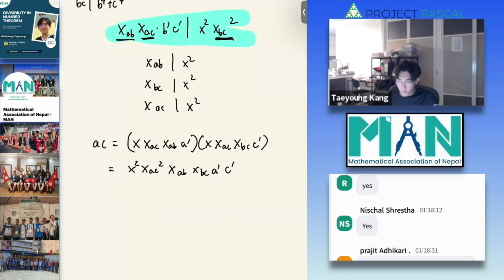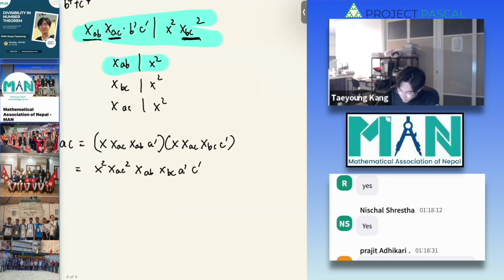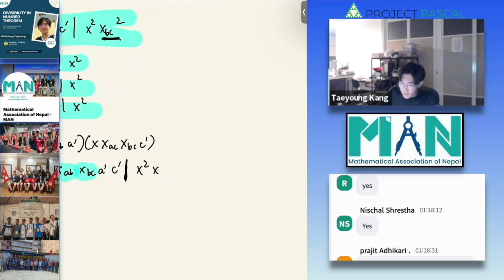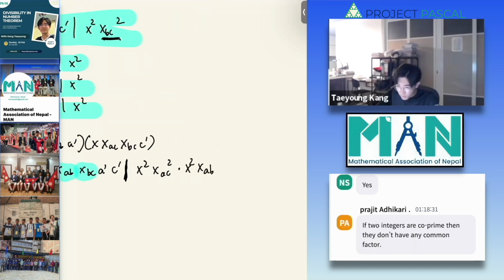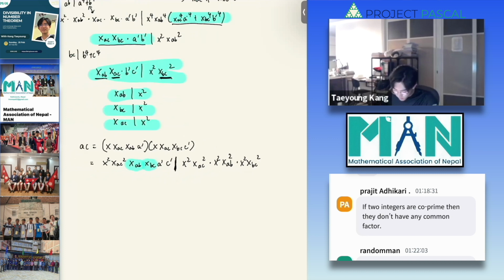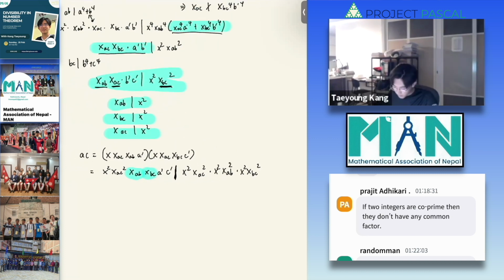And this is basically, using these three conditions, and we apply it on both this and this will just give us that this divides x square x ac square times x square x ab square times x square x bc square. Do you guys agree? Yep.